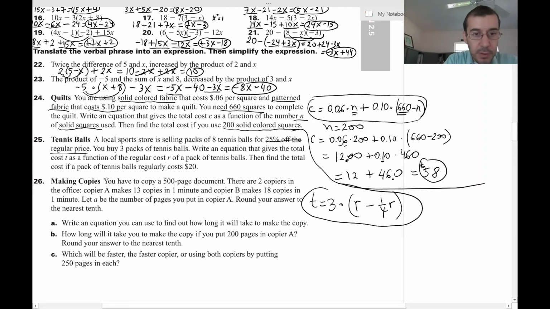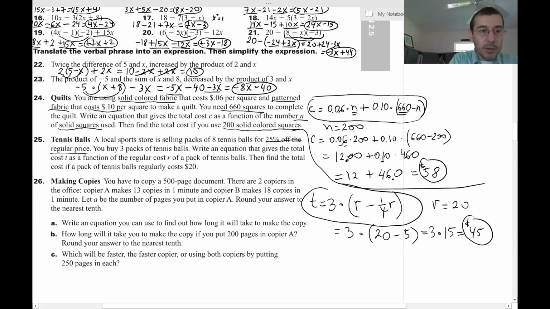T is a function of the regular cost R of a pack of tennis balls. Then find the total cost if a pack of tennis balls regularly costs $20. So if R is 20, what do we get? It's going to be 3 times 20 minus 20 over 4 is 5, so minus 5 here. So this is 3 times 15. 20 minus 5 is 15, so $45.